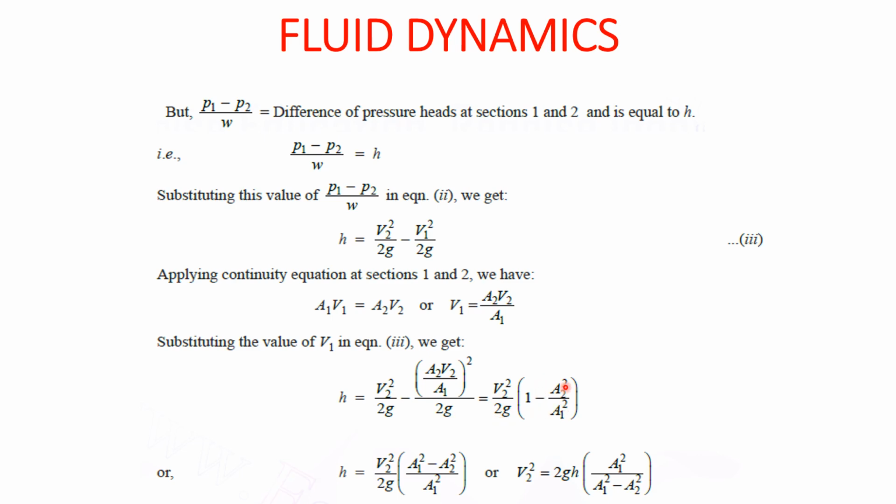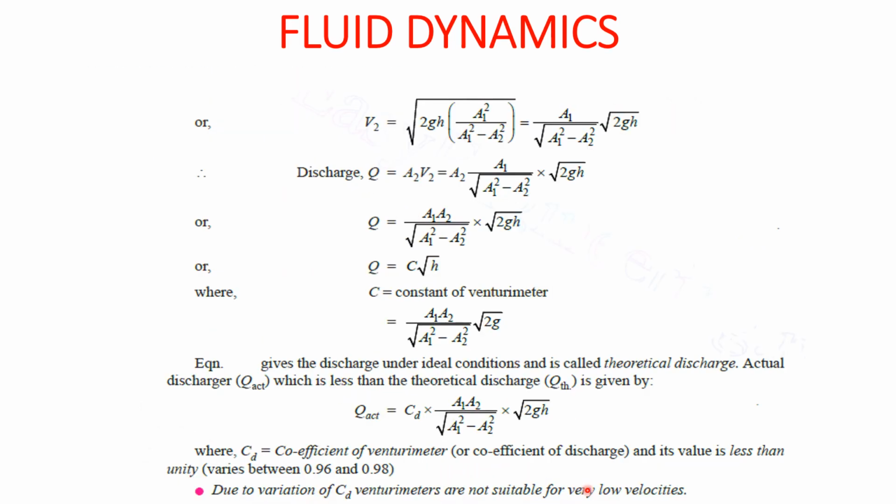See the steps again. H is equal to V2 square by 2G minus V1 square, where V1 is nothing but A2 V2 divided by A1, so A2 V2 divided by A1 whole square divided by 2G, which is equal to V2 square by 2G into 1 minus A2 square by A1 square. So H is equal to V2 square by 2G, with A1 square multiplied here, A1 square minus A2 square divided by A1 square. We have to find the V2 value, so V2 square is kept at the left hand side, equal to 2GH times A1 square divided by A1 square minus A2 square.